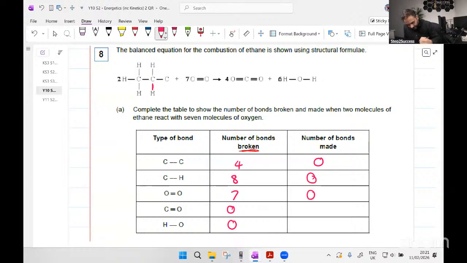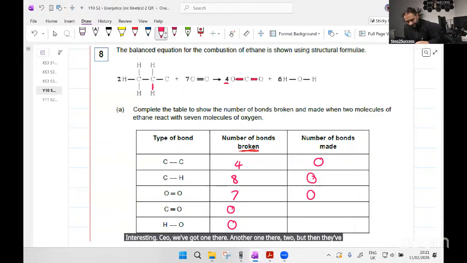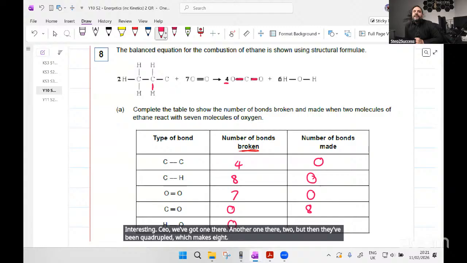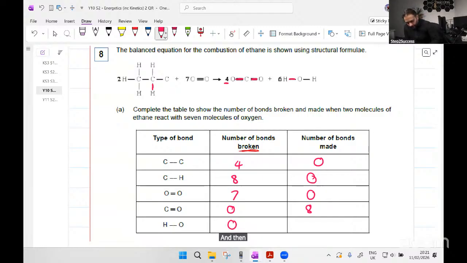No. Interesting. CO, we've got one there, another one there, two, but then they've been quadrupled, which makes eight. And then HO, one, two times six, 12. That should be the table. Got that right.